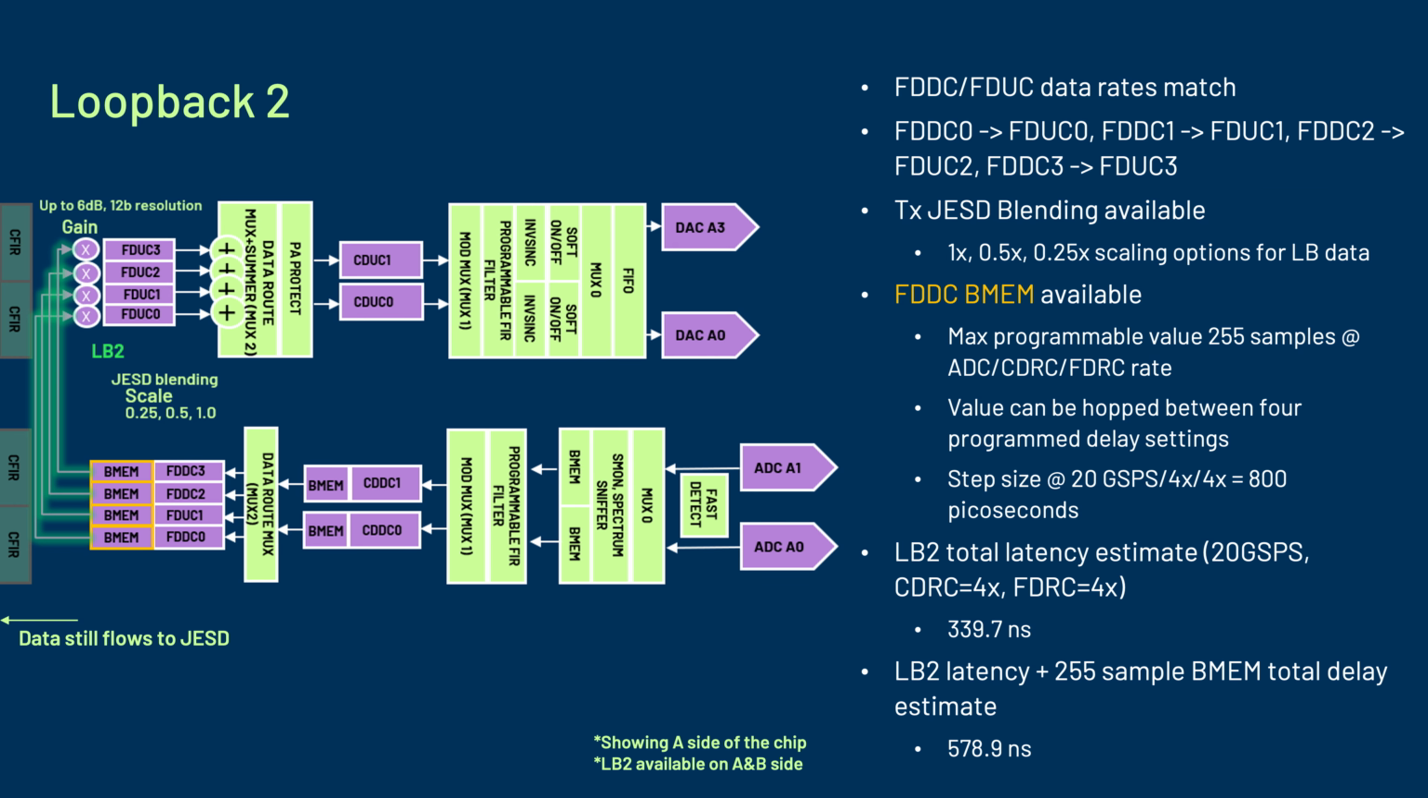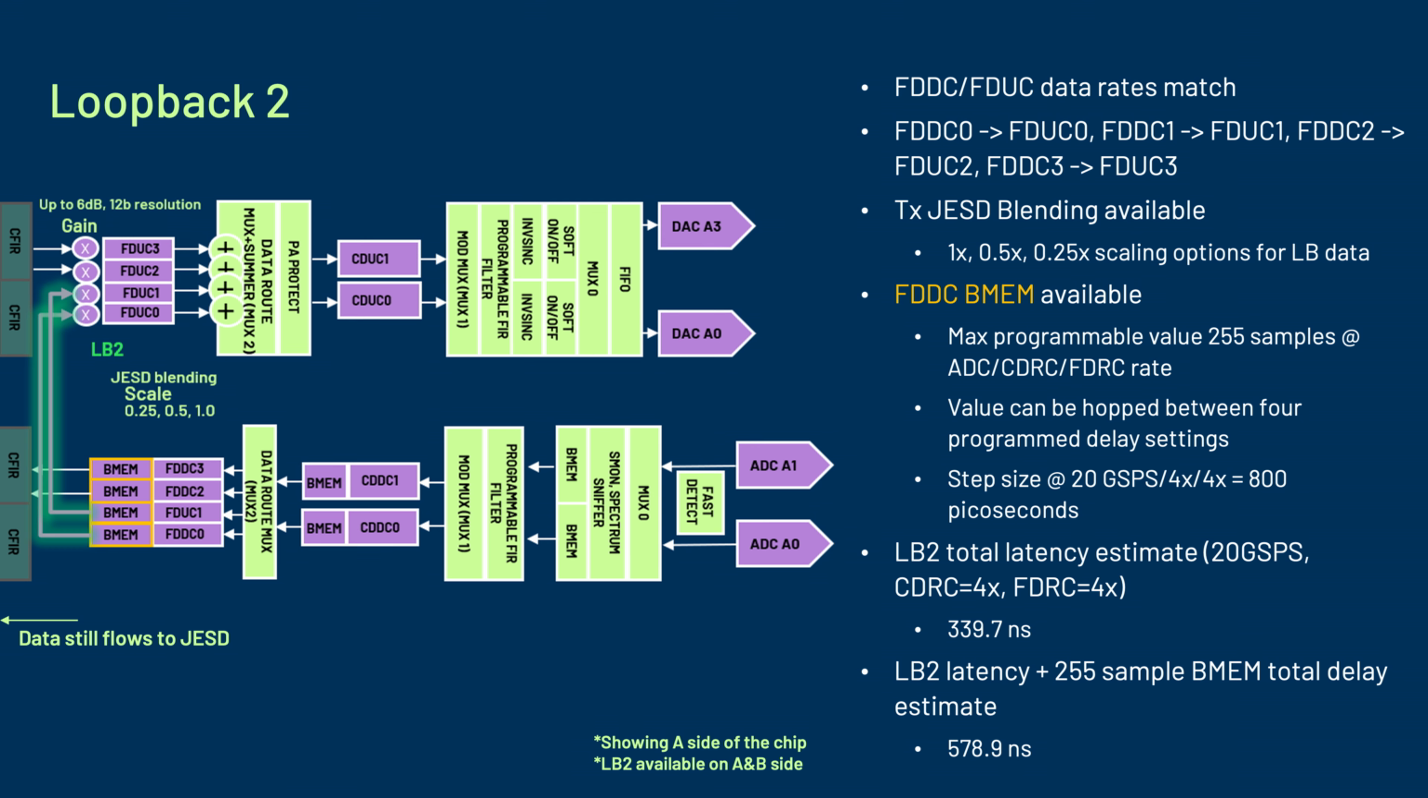Next, loopback 2 routes data from the fine digital down converter, or FDDC, to the fine digital up converter, or FDUC. Each instance of FDDC will route to the corresponding FDUC. There is no crossing instances. The data rates at the FDDC and FDUC must match to use the feature. Blending is supported with 1, 0.5, and 0.25x scaling options for the looped back data.